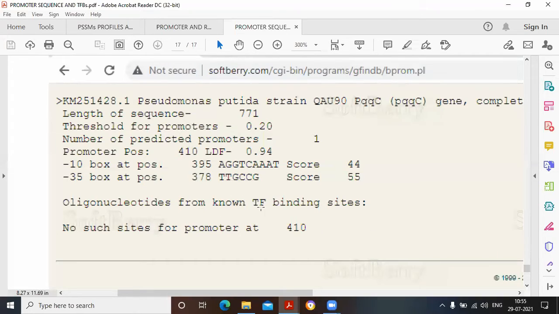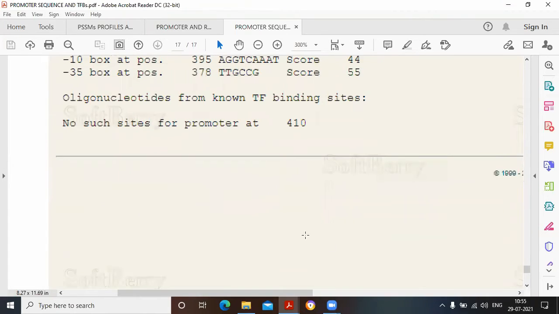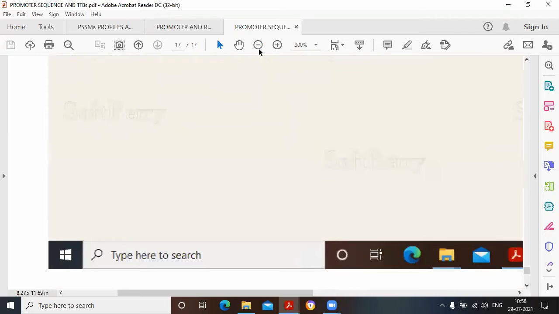For oligonucleotides from known TF binding sites, no TATA factor binding site was found, because the threshold value is important here, depending on the sequence you have provided. Also no such site for promoter at 410: among the total 771 nucleotides, for 410 nucleotides they did not find any such TATA box or this box. So this way also we can predict the promoter element, where exactly and at which position it is present. With that, thank you very much.